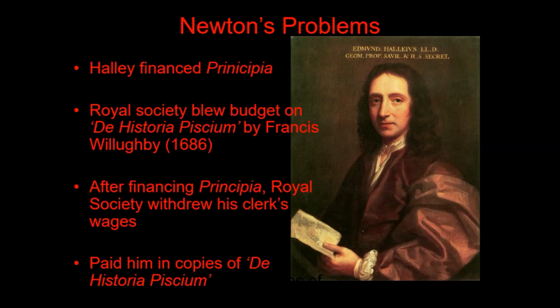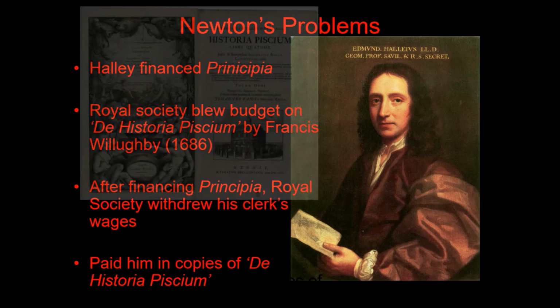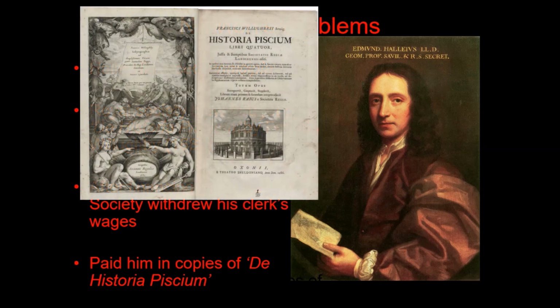One of the ironies of this, of course, is that Halley worked for the Royal Society and withdrew his wages from them. When they ran out of money, they simply paid him in copies of this book on fish. So he had more copies of De Historia Piscium than he knew what to do with. Eventually, the Royal Society burned most of their copies because nobody wanted to buy it. This is particularly embarrassing at the end of the day, because now a first edition of De Historia Piscium by Francis Willoughby here is actually worth more money than a first edition of Newton's works because of its rarity. Bit of historical irony for you.